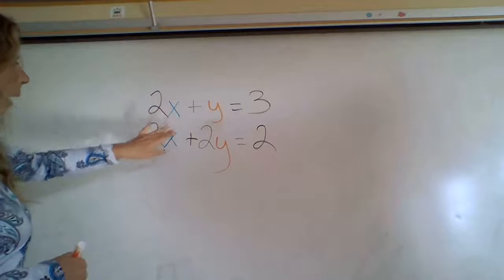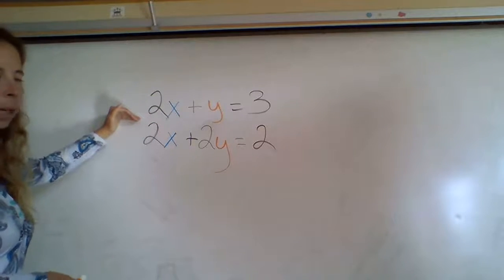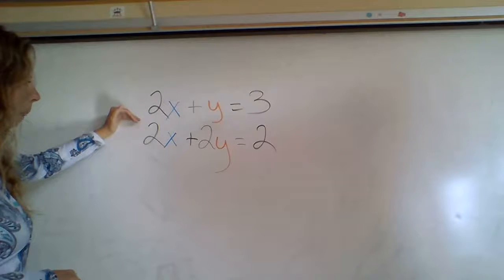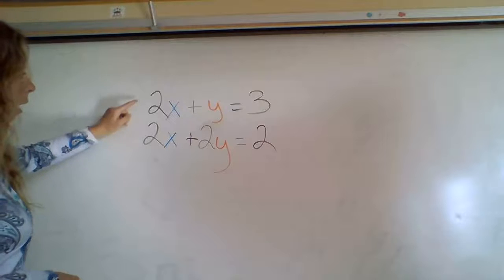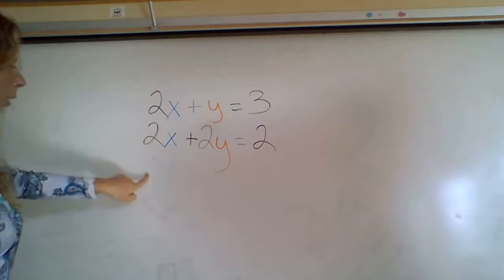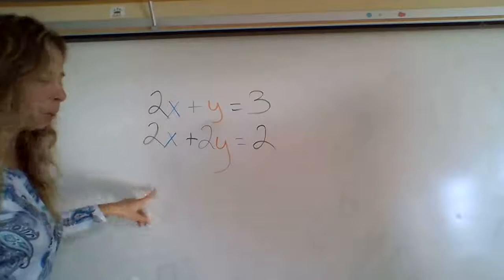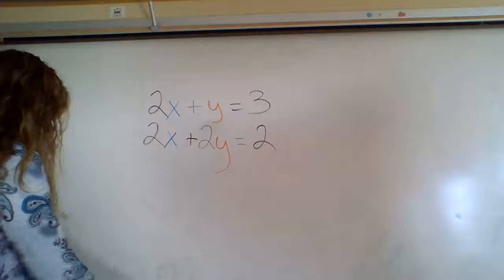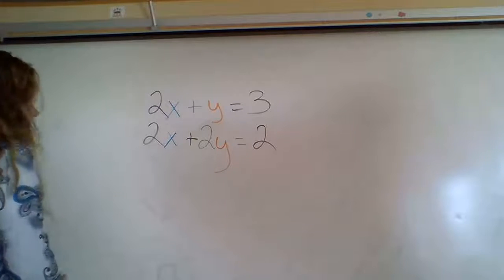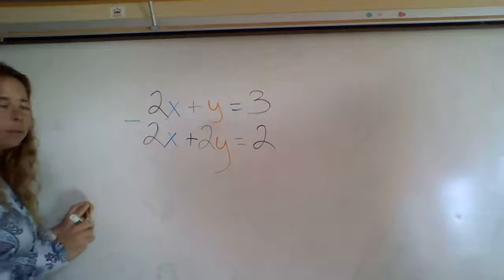So I want to get rid of my x. Am I going to add or subtract these two equations together to get rid of x? If I add them together, I'll get 2x plus 2x, and that will give me 4x. So that didn't work. I'm trying to get rid of it. So we're going to subtract.